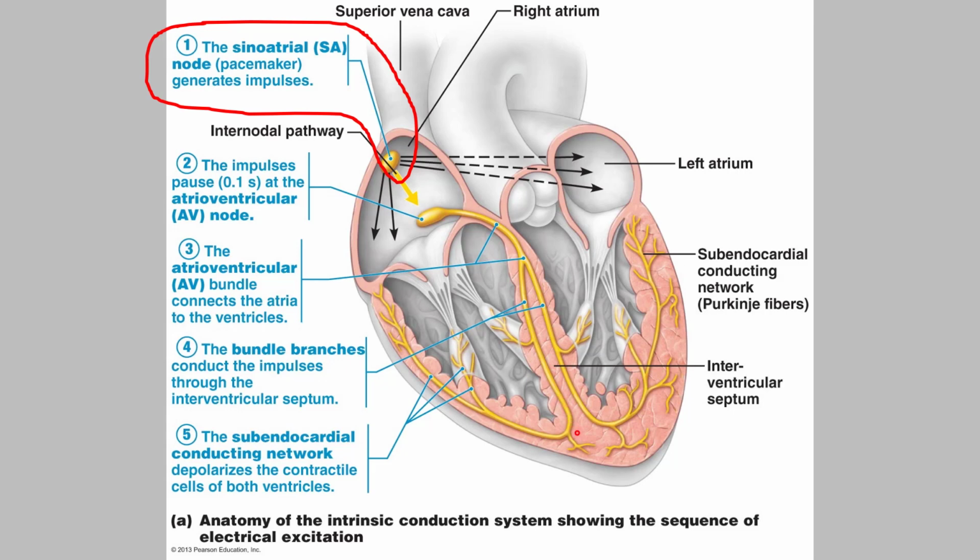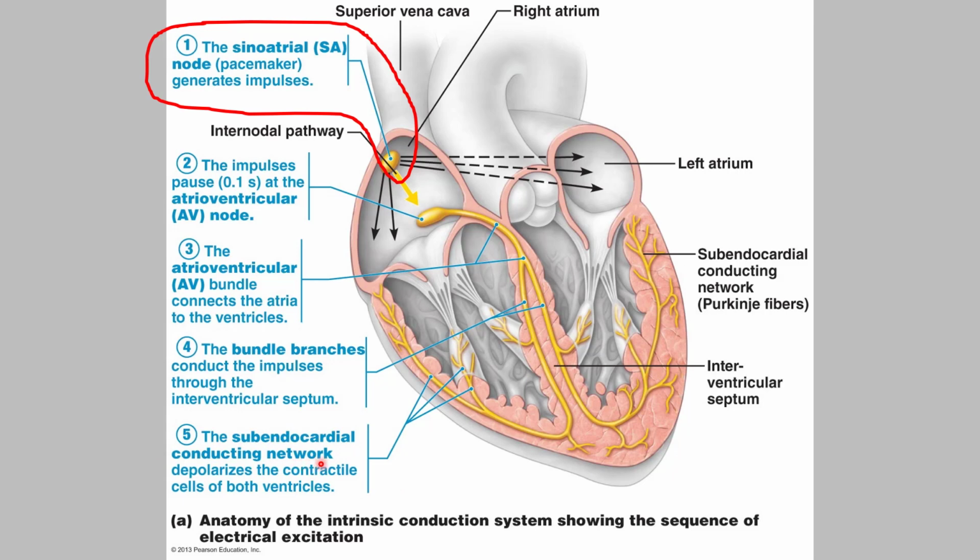Once they reach the apex, they are going to reflect upward through the walls of the ventricles. Now we can see a little bit of the branching here, but in reality, it branches all through the entire wall of the ventricles like a spider web. These are called Purkinje fibers, or the subendocardial conducting network.